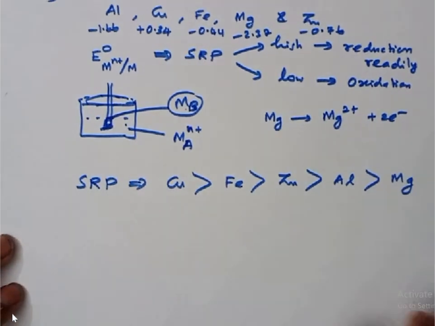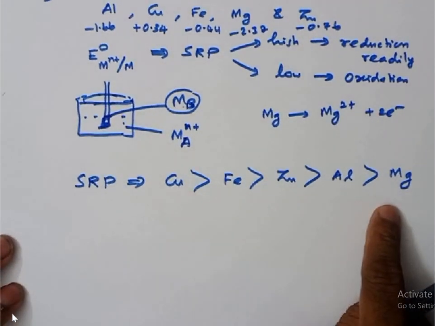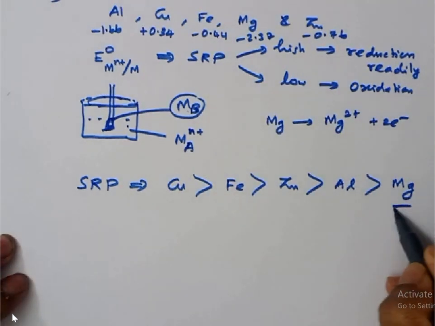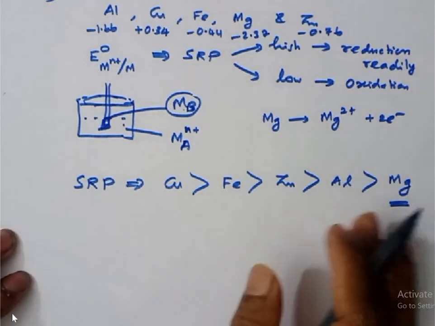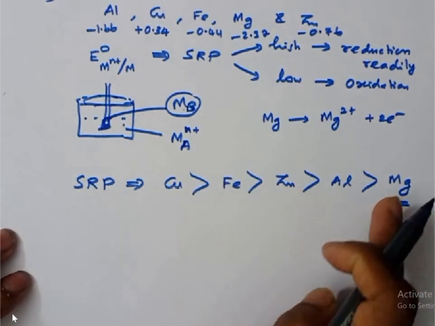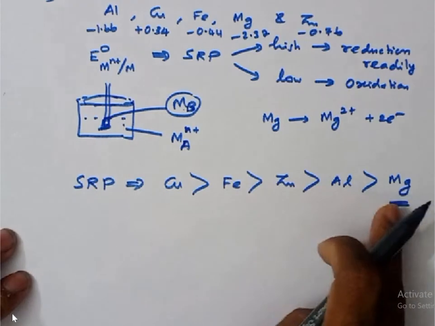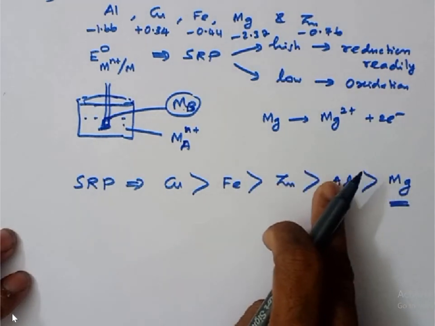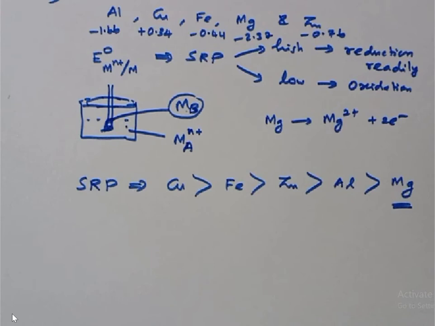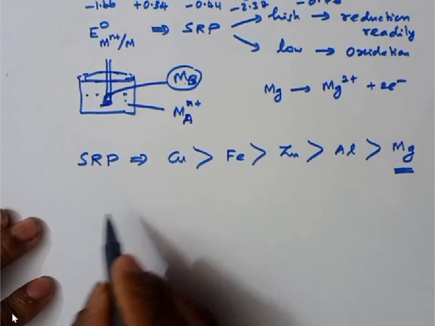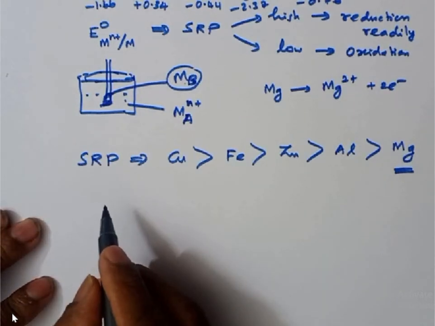I have arranged the metals in the decreasing order of their SRP values, and you know very well the one having the lowest SRP value can displace the metal ions of the others. So magnesium can displace cupric ion, ferrous ion, zinc ion, and aluminium ion. So what is the answer? The answer is this. Arrange the following metals in the order in which they displace each other. Magnesium can displace copper, so the correct order follows.